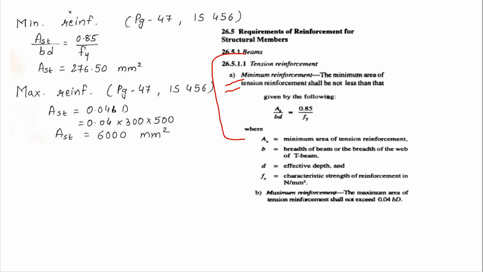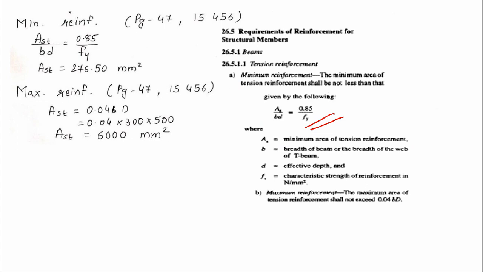So we need to find AS. Here AS is area of steel. As per this IS code, it is termed as AS, which is mentioned as the minimum area of tension reinforcement. So from this equation we will be finding AS.